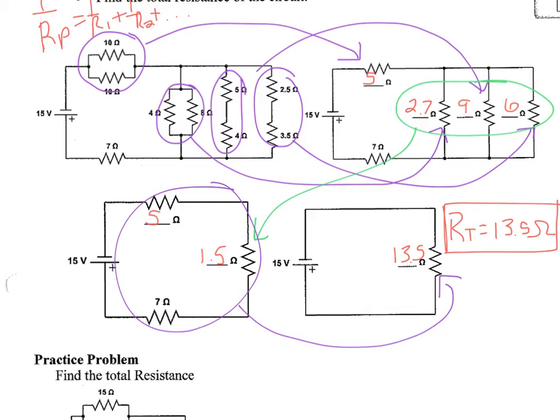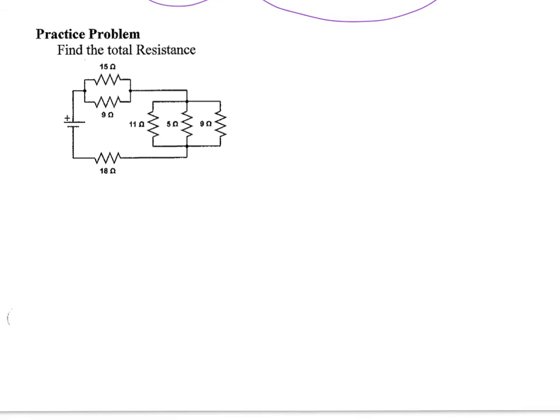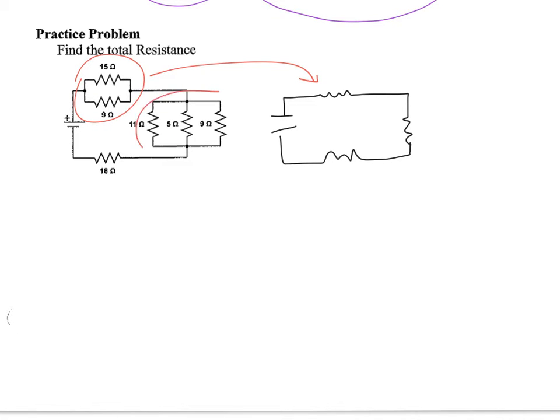Let's do the next one, and this time we're actually going to be drawing it. It doesn't draw it for us. It tells us to find the total resistance. So the first thing I'm going to do is combine my parallel resistors. So we're going to end up with this. What happened here, I took those 2 and it became that. I took these 3, which became that. So this resistor is still 18 ohms.